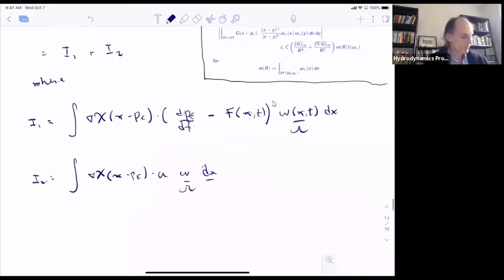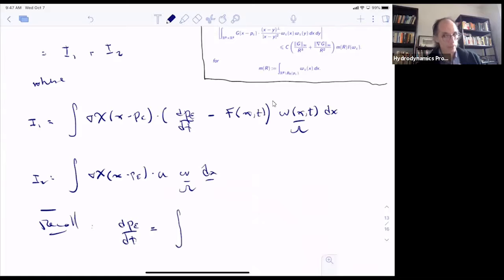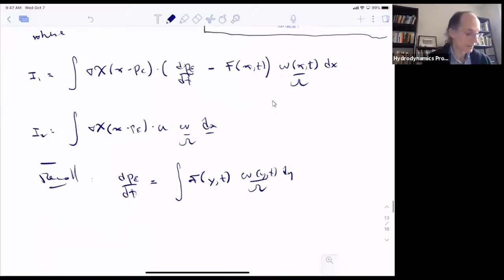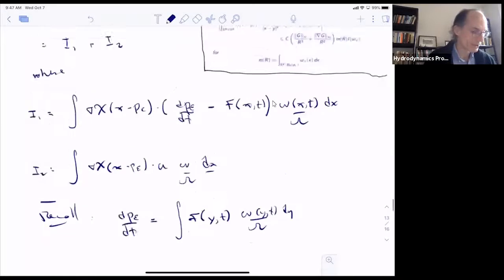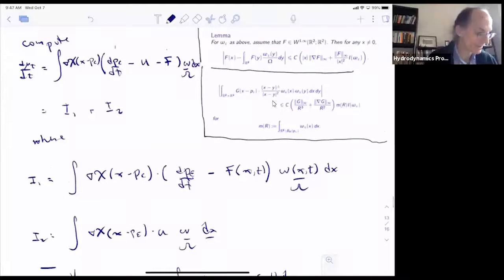Okay, and so remember that dp epsilon dt, we computed this. This is one of the first things we did. This is just the average, if you like, of the background flow, f of y t times omega of y t dy, over the total omega. Okay, and so I'd like to just insert this into here, and we'll see what we get.